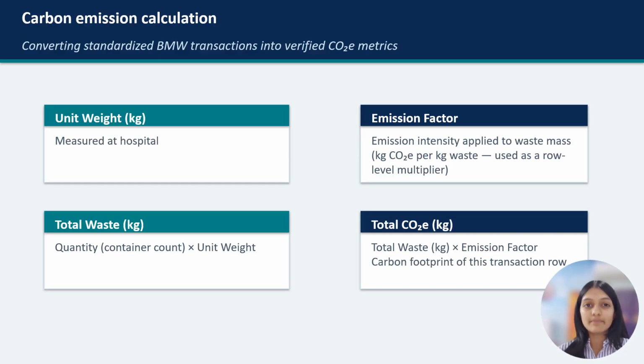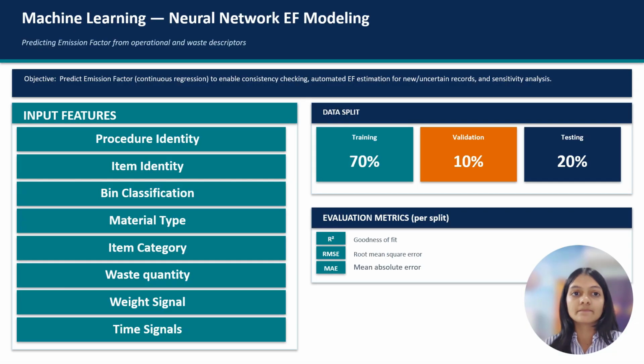So we physically measured the unit weight of each item and assigned them an emission factor. The total waste was calculated according to the quantity and the total carbon dioxide emission were calculated using total waste multiplied by the emission factor. This enabled conversion of every transaction into a measurable carbon footprint.